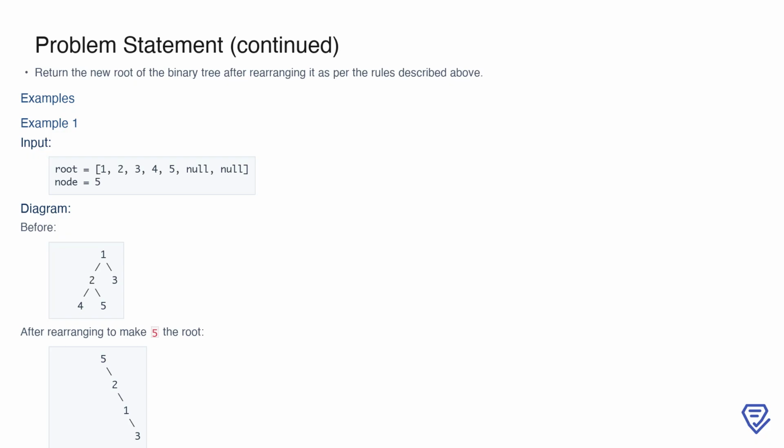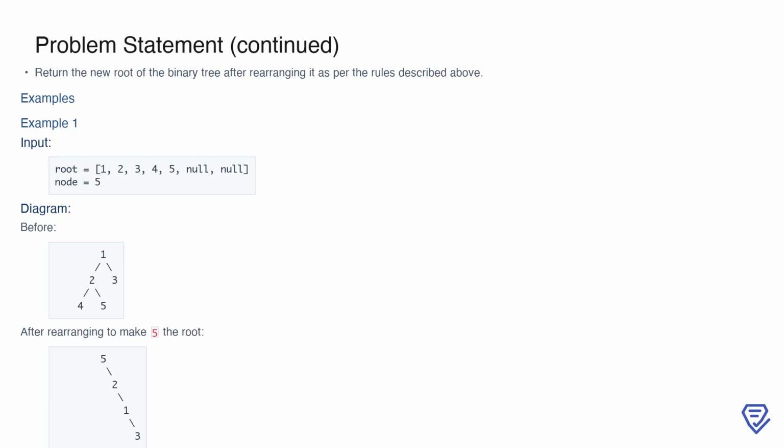To better understand how this works, let's look at an example. Suppose the input binary tree is represented as 1, 2, 3, 4, 5, null, null, and the node you want to make the root is 5. Before rearranging, the tree looks like this. The root 1 has 2 children, 2 on the left and 3 on the right. Node 2 further has 2 children, 4 on the left and 5 on the right.